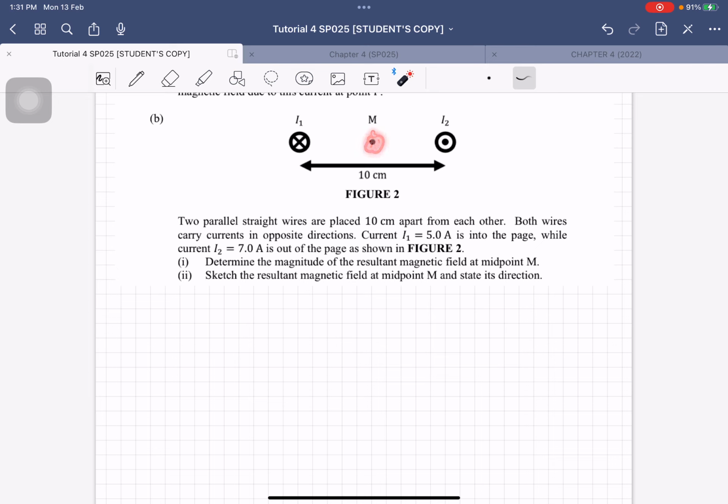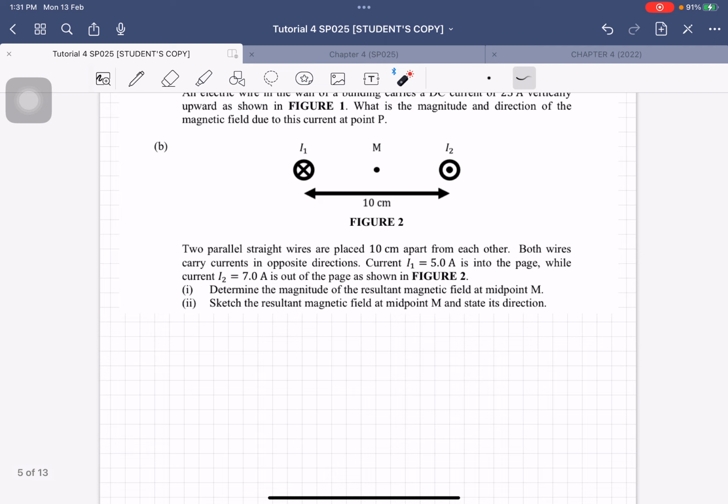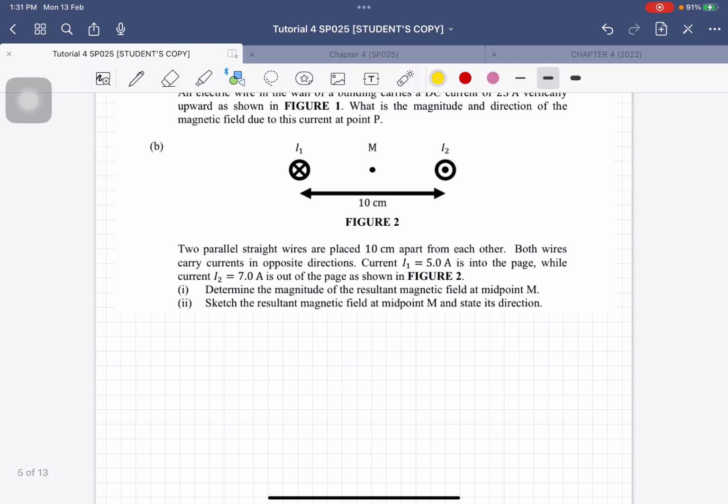So now at point M, this current is going into the page because we see X. We see the back of the arrow. So its magnetic field lines are gonna be like, wrong. Alright, let me just draw the lines. It's a bit hard to fit, so I draw it so that it reaches M. Alright, so that should be it.